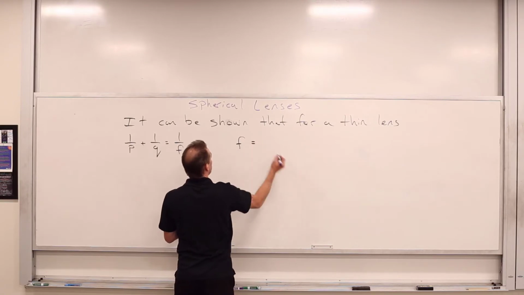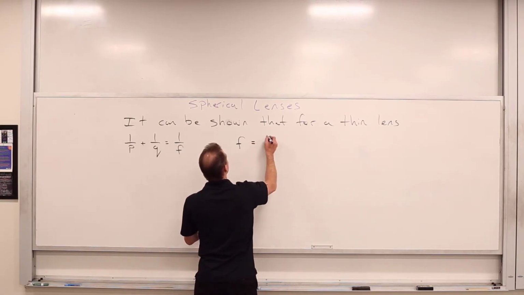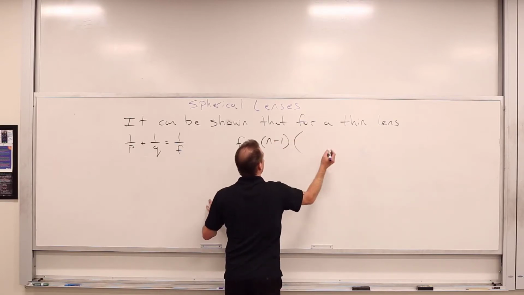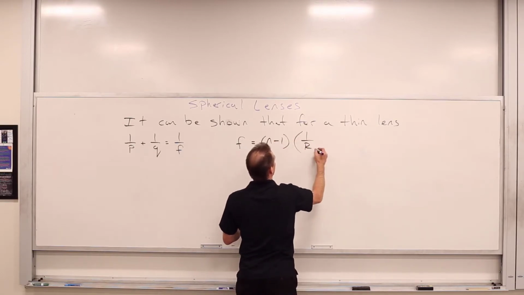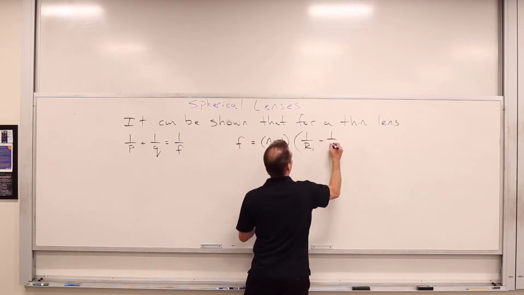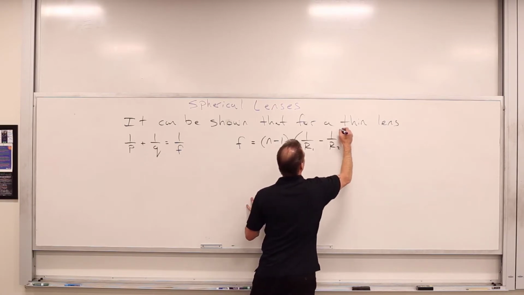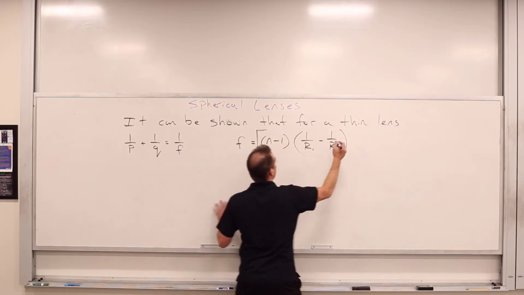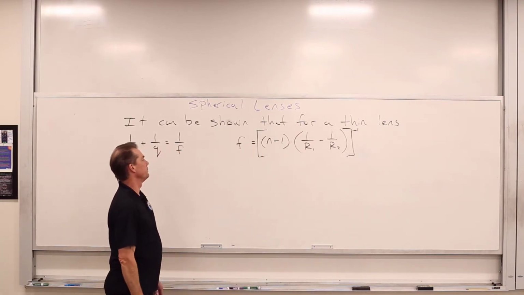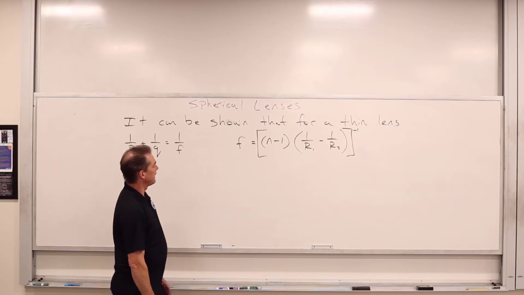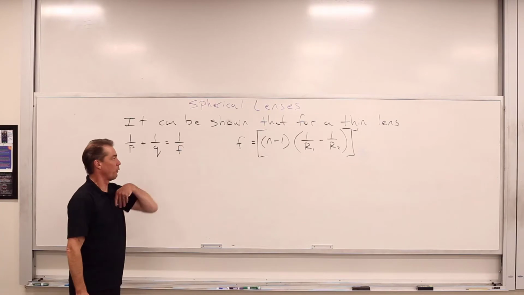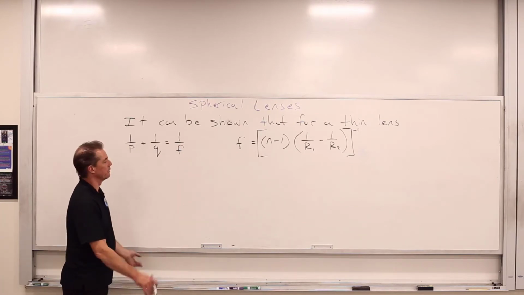F itself is equal to n minus 1 times the quantity 1 over r1 minus 1 over r2, all to the power of negative 1. So really, this interior quantity is 1 over f. So in order to find the actual focal length, take the inverse of it. And that's it.